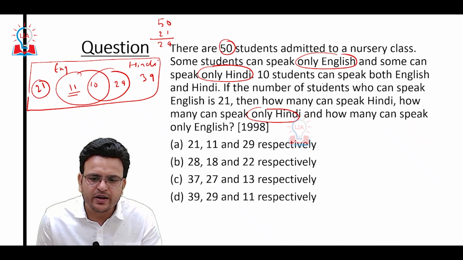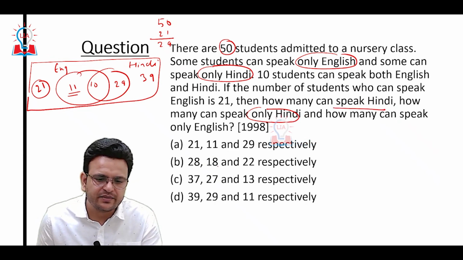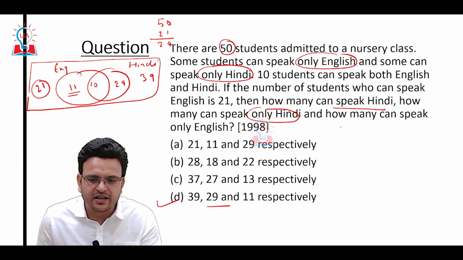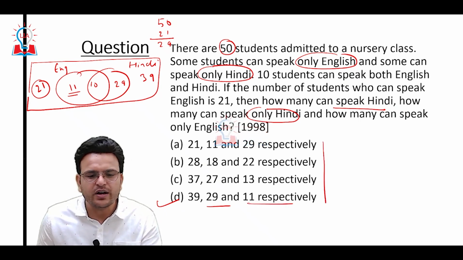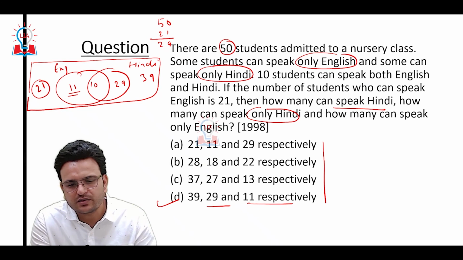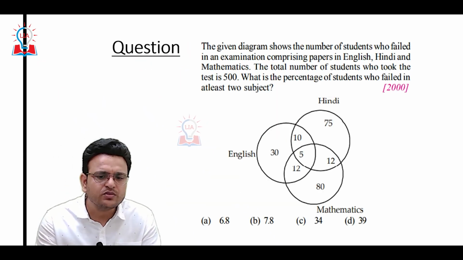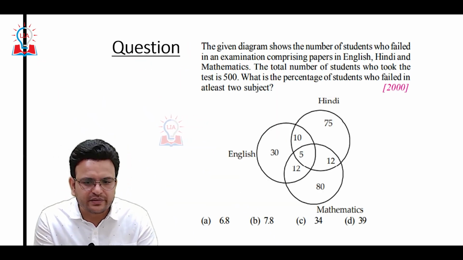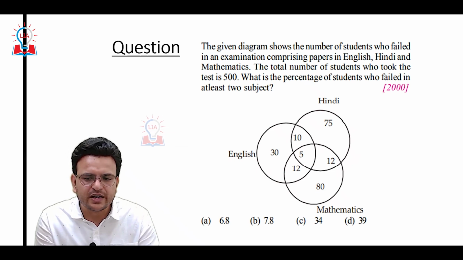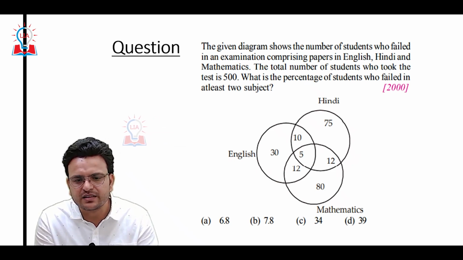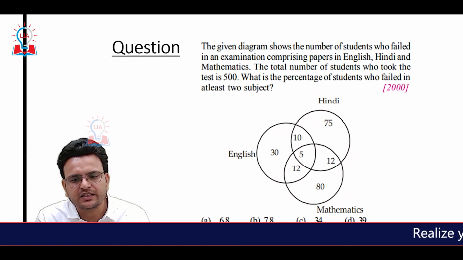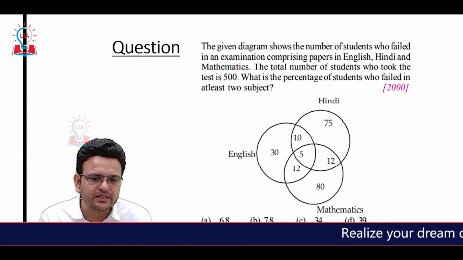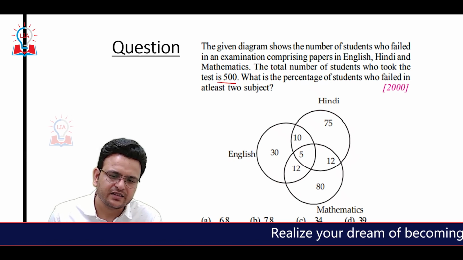Okay, then how many can speak Hindi? Hindi is 39, that is 29 plus 10, and how many can speak only English? That will be 11. So hope you are able to understand this particular question. Now see one more question. The given diagram shows the number of students who failed in an examination comprising papers in English, Hindi and mathematics. The total number of students who took the test is 500.